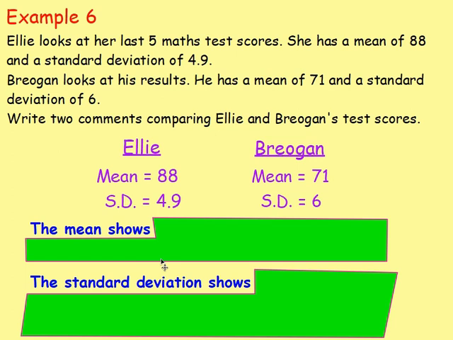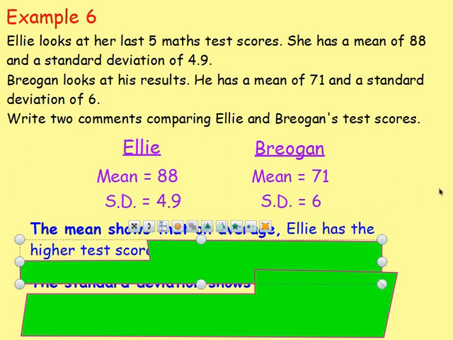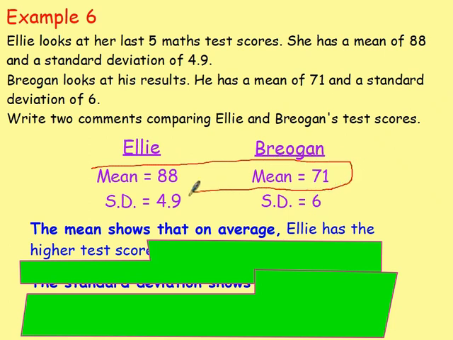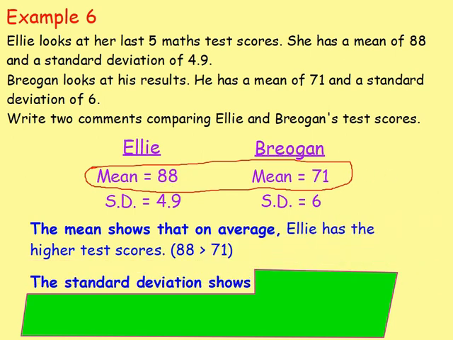So, if you remember the mean, what is the mean a measure of? It shows us the average! Perfect. If you think back to when you learned about the mean, the median and the mode, they're all types of average. So I would always start that sentence by saying the mean shows that on average. And if you look at the mean for them both, well really that is their average test score. So what does it show you? Well, Ellie has an average of 88, Brogan has an average of 71. So you can say that on average, Ellie has the higher test scores. And you know that because 88 is bigger than 71.